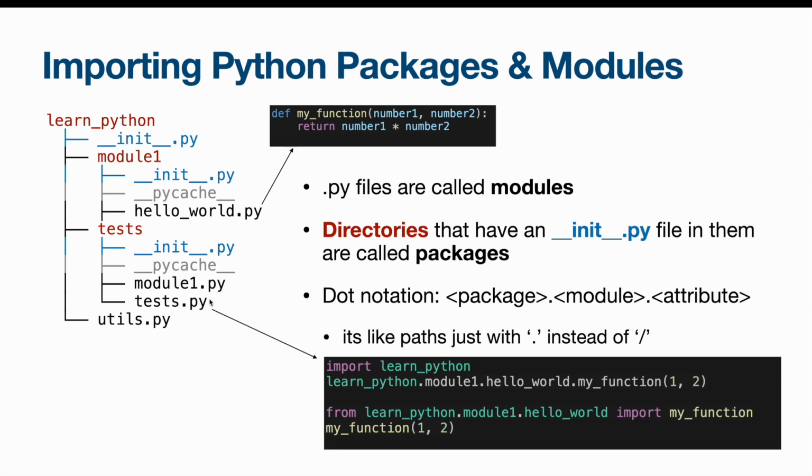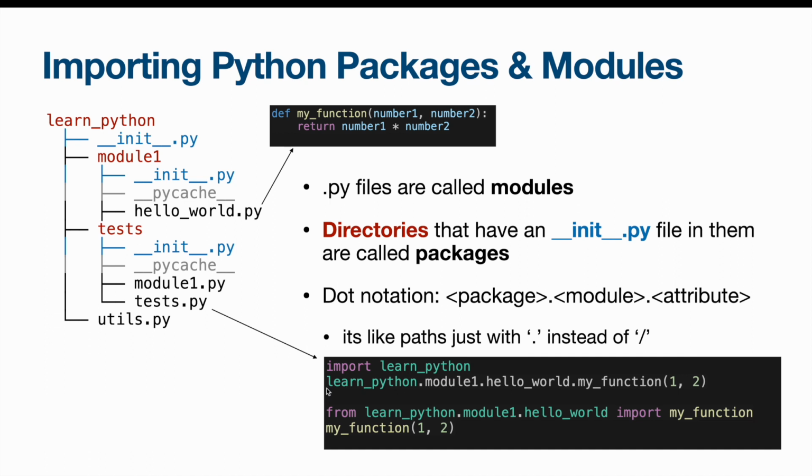Okay, so let's say you have a function that you have defined in hello world.py in this module, and it's called myFunction, and it multiplies two numbers together. Say you want to call that function, invoke it from your module test.py in the tests package. We're going to use something called dot notation to do that. And dot notation is just like a directory path or a file path. We're just going to replace the slash with a dot.